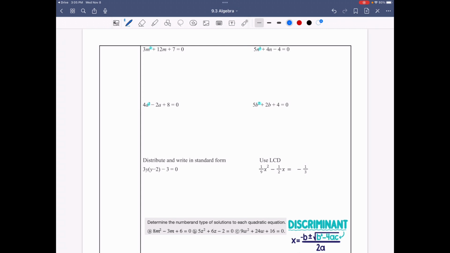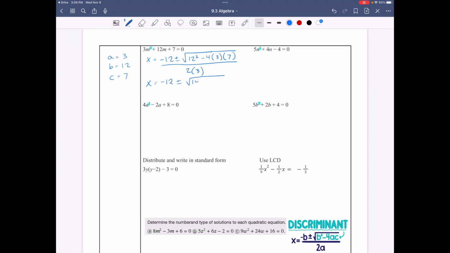Alright, in this case, A is equal to 3, B is equal to 12, and C is equal to 7. X equals negative b plus or minus square root b squared minus 4ac, all over 2a, and then we'll simplify that. So x equals negative 12 plus or minus the square root. 12 squared is 144.